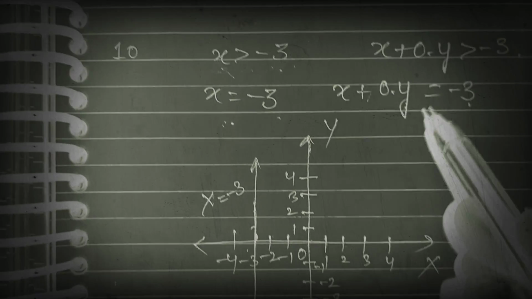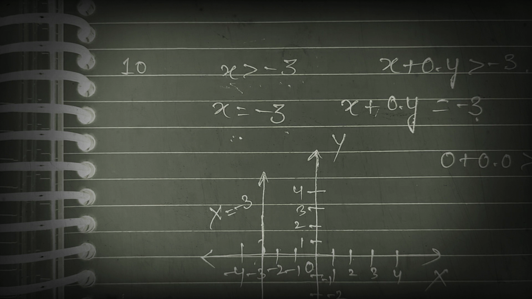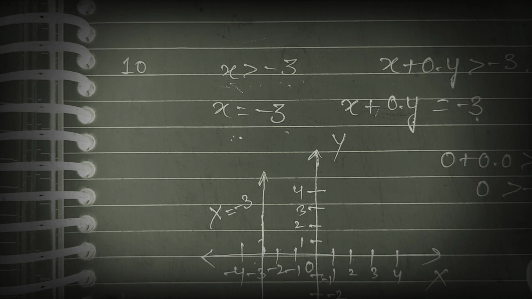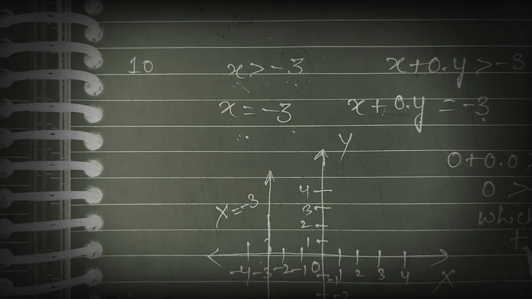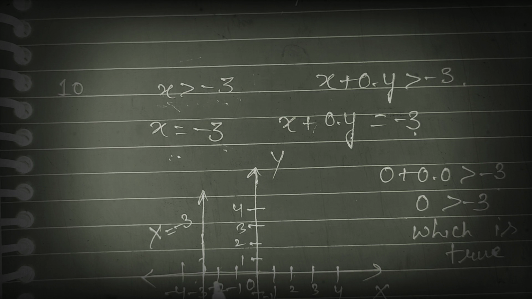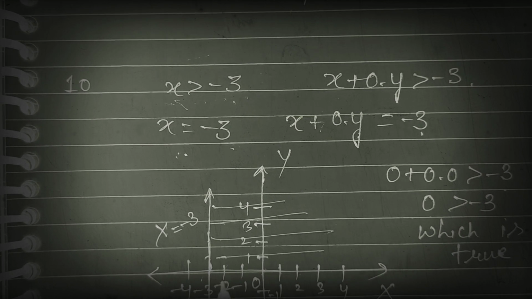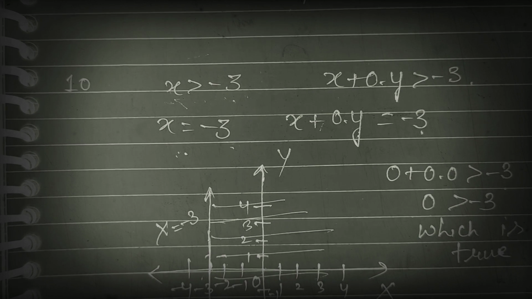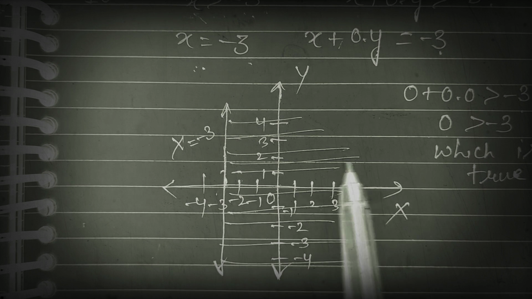So I am putting (0, 0) at the place of x and y. 0 plus 0 into 0 is greater than -3. So 0 is greater than -3. So it is true, which is true. If it is true, (0, 0) satisfies this inequation, that means the area is toward the origin, the shaded region toward the origin. Is it clear? So this is towards the origin.